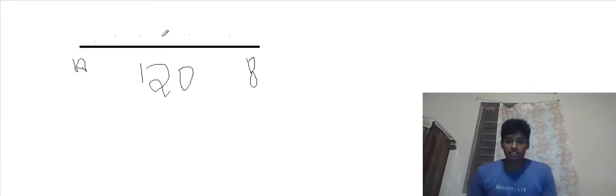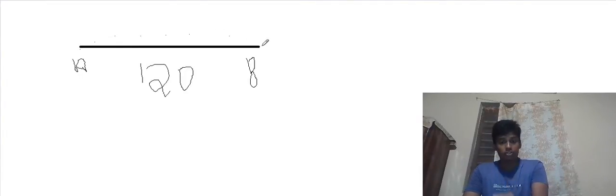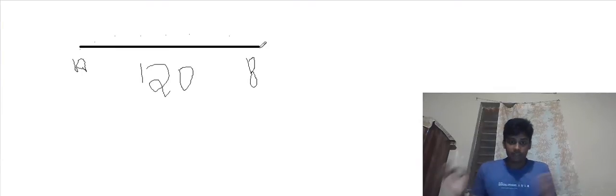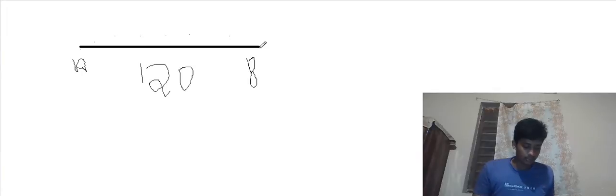Now let me differentiate properly between distance and displacement. Distance is the total path length traveled by an object, and displacement is the shortest distance between the initial position and the final position. The initial position is point A, where the object starts moving, and the final position is point B, where it reaches. Distance is always a scalar quantity, and displacement is a vector quantity. Distance may be only positive, and displacement may be positive, negative, or 0.